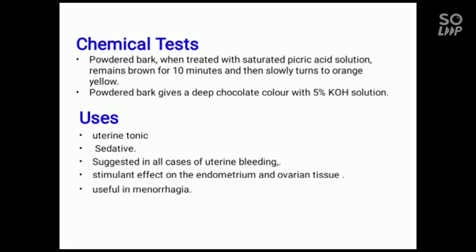Powdered bark when treated with saturated picric acid solution remains brown for 10 minutes and then slowly turns to orange yellow. Then the powdered bark gives a deep chocolate color with a 5% KOH solution.